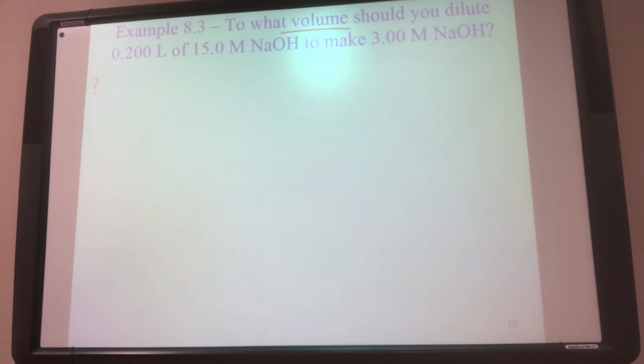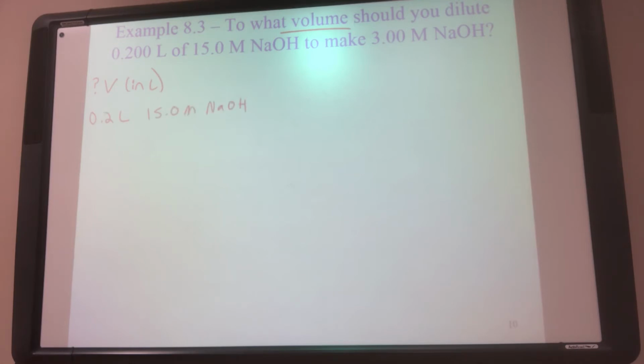I'm looking for a volume, and I'm just going to let you know that I want it in liters. I didn't specify that in this problem, but I'm just letting you know. What did they give me? So they gave me 0.2 liters of this guy.